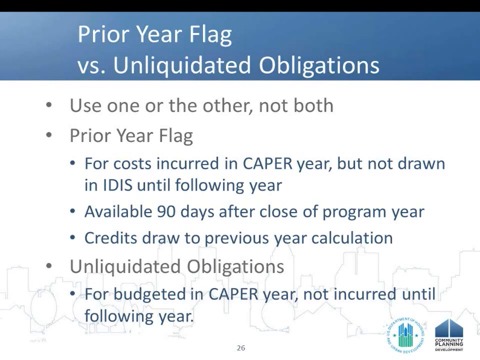You're contractually obligated to give them the money if they submit eligible costs for reimbursement, but they have not yet done it. So when you're using the prior year flag, it's for costs that were incurred during the program year, but weren't drawn until after the close of the program year. Unliquidated obligations are funds that are still committed at the end of the program year, where the cost will be incurred in the new program year. That's the difference between prior year flag and unliquidated obligations. So based on that scenario, you're going to use one or the other, but not both. Okay? So don't mark a draw as prior year flag and then also include it in your unliquidated obligations. Actually, once you do a drawdown, that obligation has been liquidated and it's no longer unliquidated.